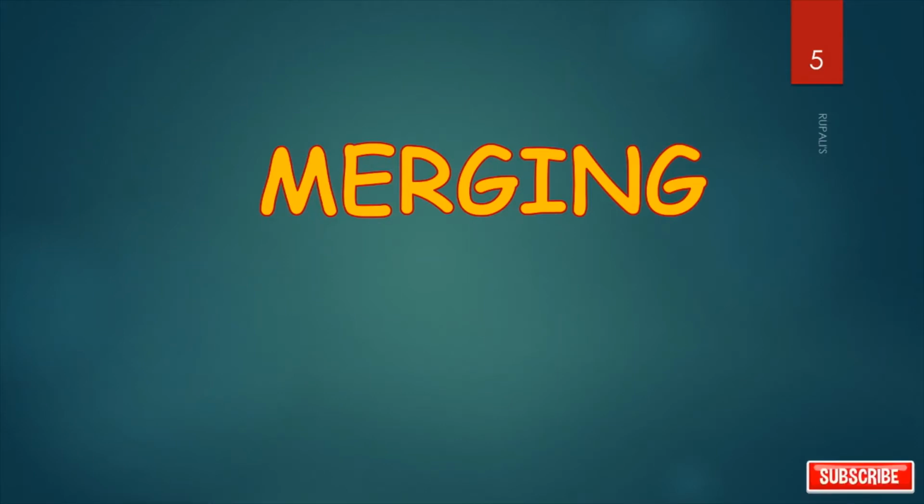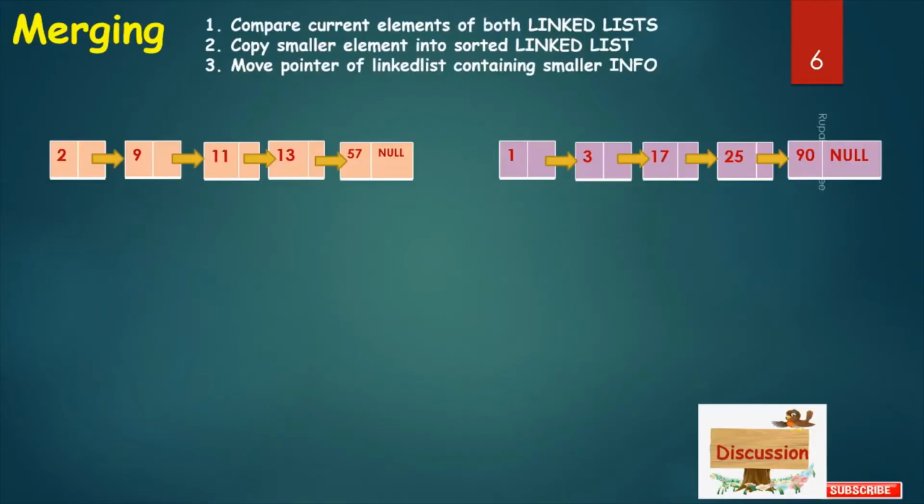So how can we merge? See the logic. Merging. There are two linked lists, they are individually sorted. I want to merge them and make a sorted merged linked list. So what should be the logic? First compare the current element of both linked lists. Current element means the starting element of both the linked lists, the starting node info. Because 1 is less than 2, first create one new node and copy the smaller element. So 1 is less than 2, copy 1.